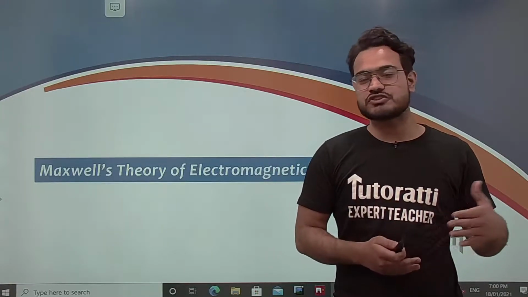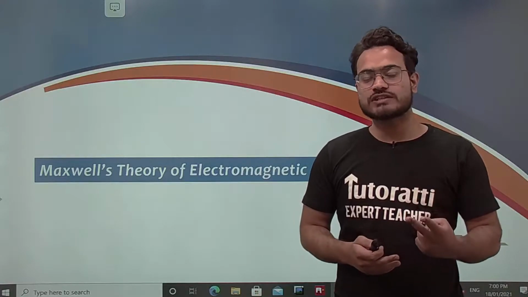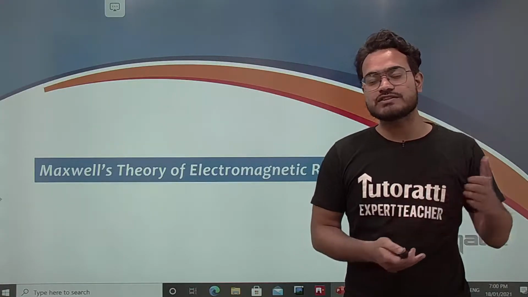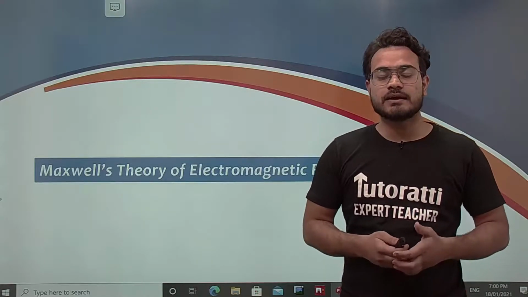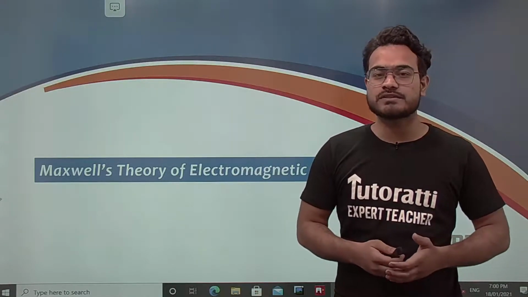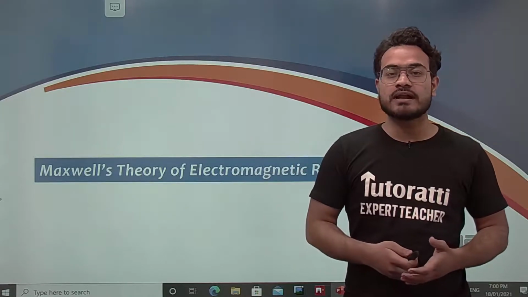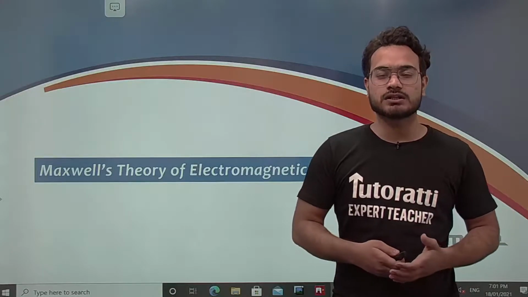Since the start we have done 2 sessions, and this is the 3rd session in the series. In the previous sessions we have studied the basic models of atoms. Those were Thomson's model and Rutherford's model, and the experiment done by Rutherford.